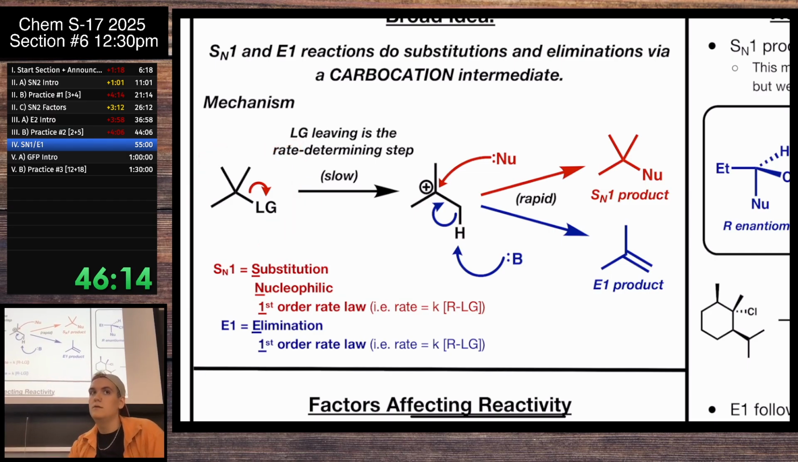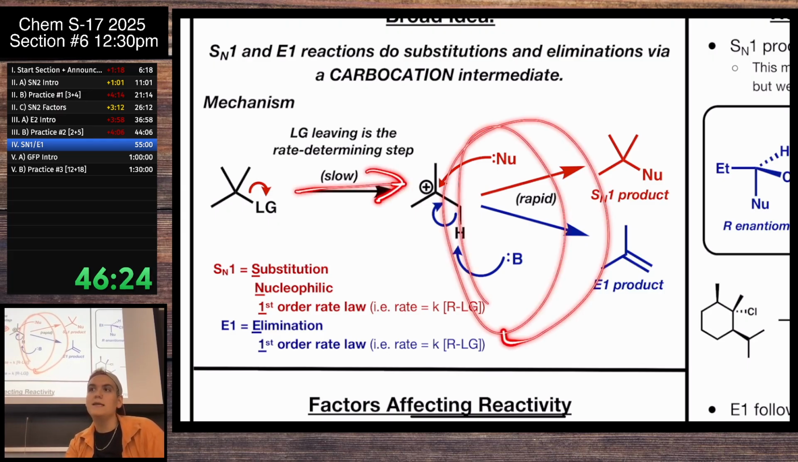So there's no reagent necessary for SN1 or E1? There is, that's going to come in here, but this leaving group leaving is the slow part. Yes, so we'll see in a minute.